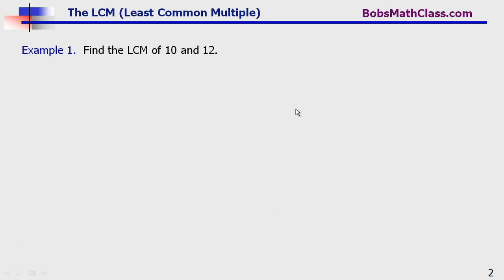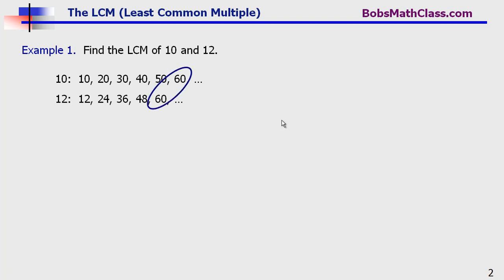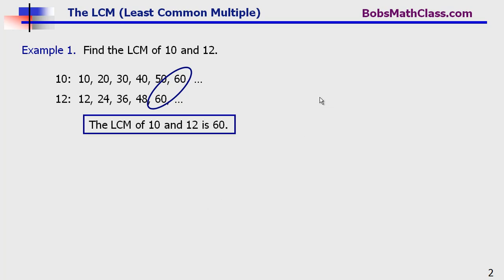Okay, find the least common multiple of 10 and 12. So I made a list here of common multiples. I made a list of multiples of 10: 10, 20, 30, 40, 50, 60, and 12: 12, 24, 36, 48, 60, just far enough to go until we found a common multiple. And that common multiple is 60. So the LCM of 10 and 12 is 60.